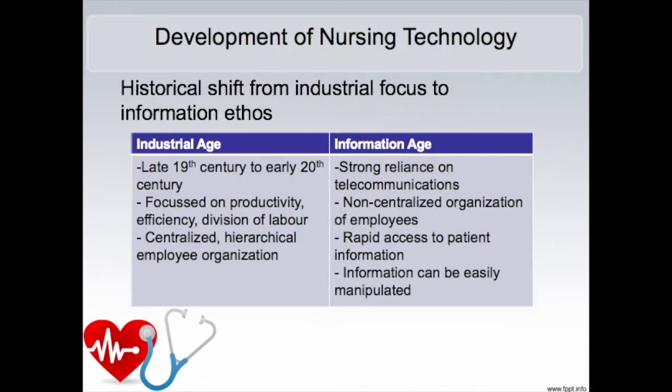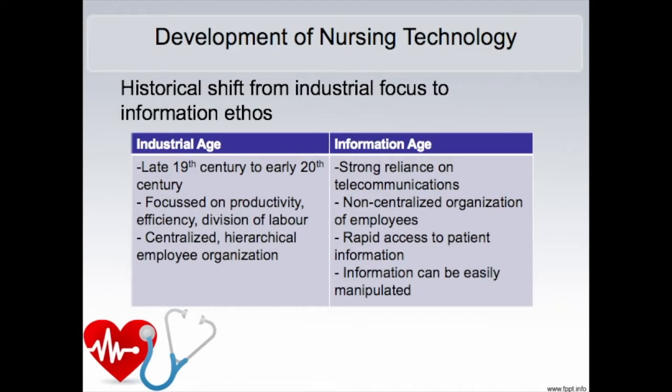There has been a historical shift from an industrial focus to a more informational focus. The industrial age started in the late 19th century to early 20th. It focused on productivity, efficiency, division of labor, and the centralized organization of employees. Canadian nurse Jeanne Mance, who founded the first hospital in Montreal, Canada in 1642, used various forms of machinery such as ventilators and physiological monitors in critical care settings.